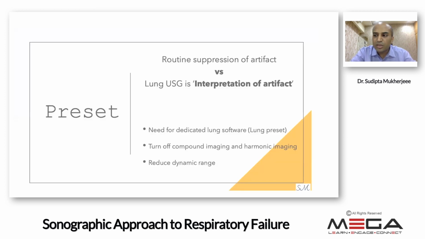Now we all know that lung ultrasound is basically interpretation of artifacts, and by convention ultrasound beams cannot pass through air. So some basic preset changes may be needed in lung ultrasound, because conventionally there is a setting for routine suppression of artifacts, which is not ideal for lung ultrasound. So we need a dedicated lung software, that is the lung preset. We have to turn off compound imaging and harmonic imaging, and reduce the dynamic range for better picturization.